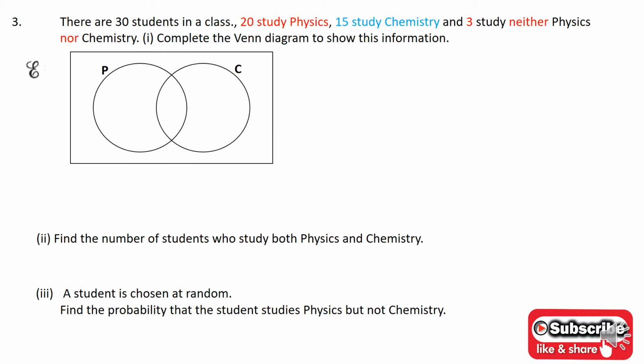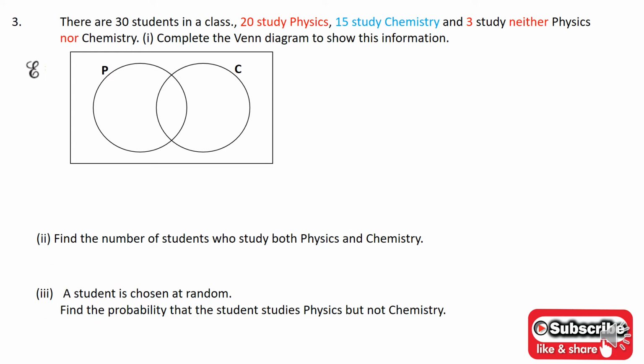Right, so I have a third question, also on Venn diagrams and set notation. There are 30 students in a class, and 20 of them study physics, 15 study chemistry, and 3 study neither physics nor chemistry. You need to complete this Venn diagram to show this information. There are many ways that you can do this. Perhaps I should show you how to do this using algebra.